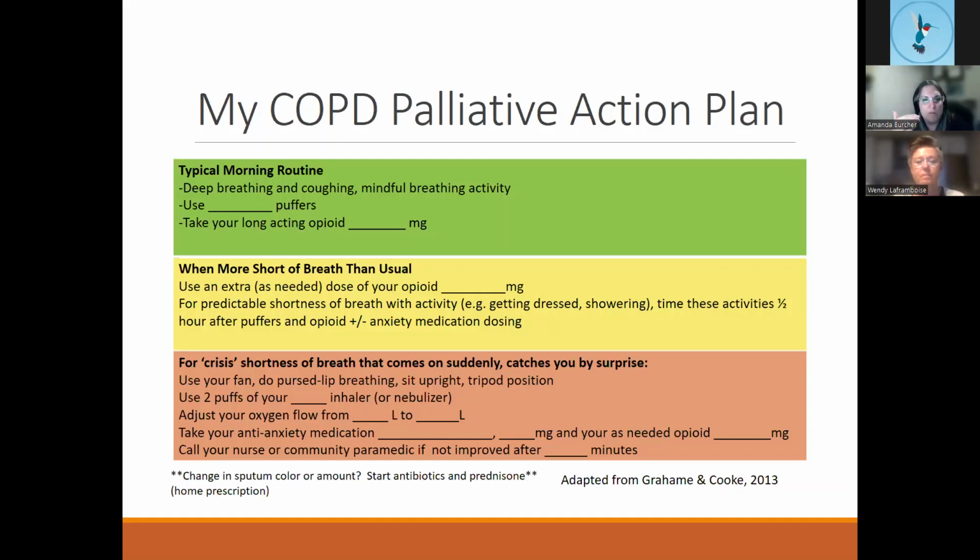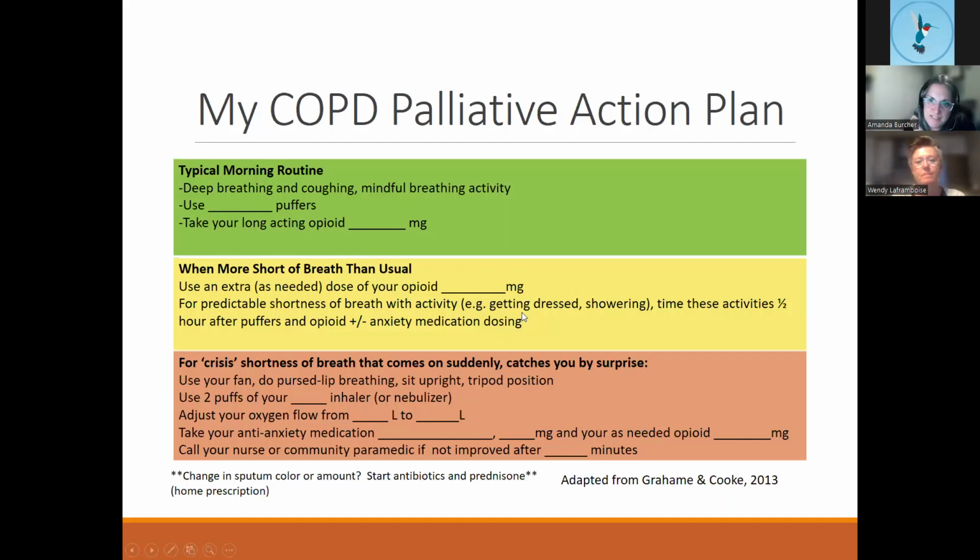Then always remember to monitor your sputum color and amount. Is this an acute exacerbation of COPD? I also recommend that patients with COPD who are close to the end of their lives have an action plan for COPD exacerbation and a standing prescription for antibiotics and prednisone. It's really ideal, at least if the prescription is sitting at the pharmacy, so that we're not having delays trying to get in touch with a prescriber to order these medications.